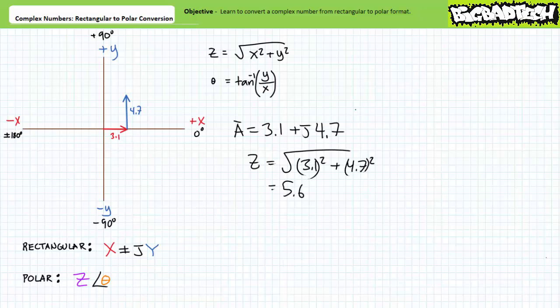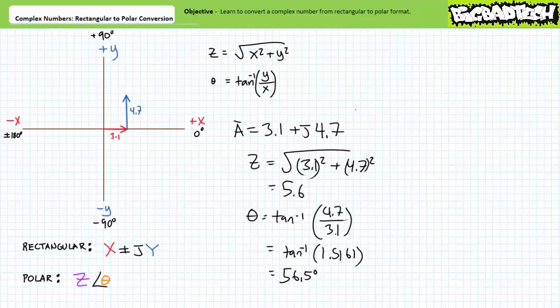Now let's determine the angle. One determines the angle of the polar equivalent as the inverse tangent of the imaginary y over the real x. Substituting in our given values, we find an angle of roughly 56.5 degrees. 3.1 plus j 4.7 in rectangular format is roughly equivalent to 5.6 at an angle of 56.5 degrees expressed in polar format.